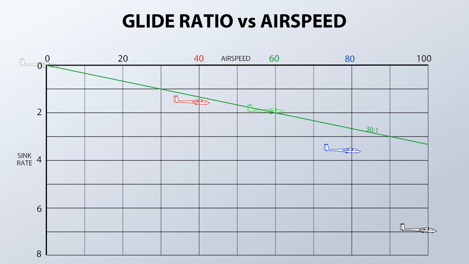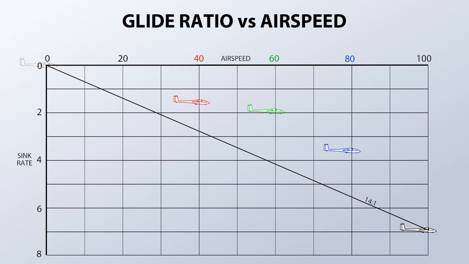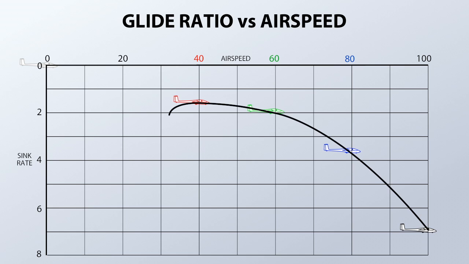The green glider is sinking at about 2 knots while flying at 60 knots, for a glide ratio of 30:1, and the blue glider is flying at 80 knots and coming down at 3.7 knots for a glide ratio of 22. And the black glider, flying at 100 knots, had a sink rate of 7 knots for a glide ratio of 14.